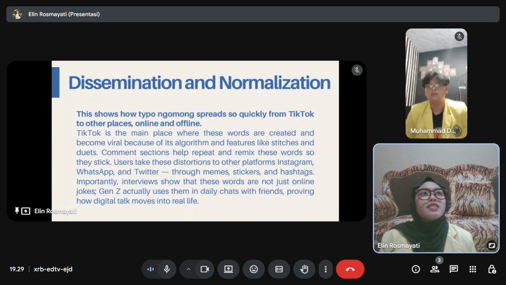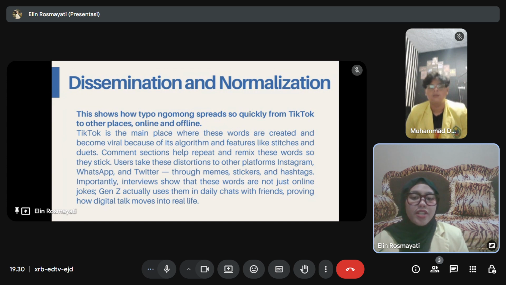So this phenomenon was found on TikTok first, but because it spread quickly, viewers usually use it on other platforms, for example WhatsApp, Twitter, or Instagram. So it spreads out very quickly to other platforms and is also used in real life situations.